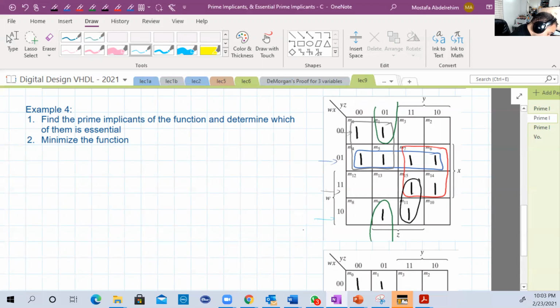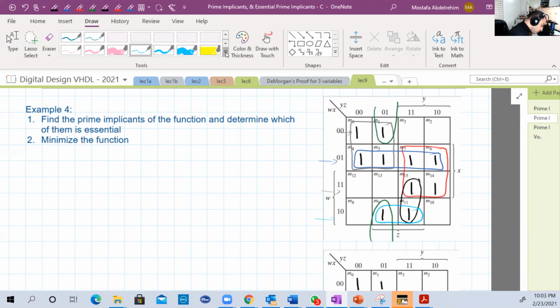Okay, now the last row. This one here belongs to the green, and can be grouped also with that one here. Then the last one here, which is M11, belongs to the black and the cyan and no other group. Okay, we just finished all of them.